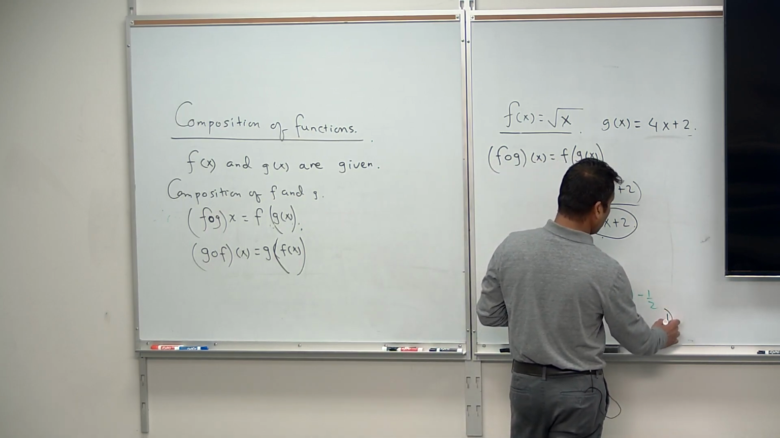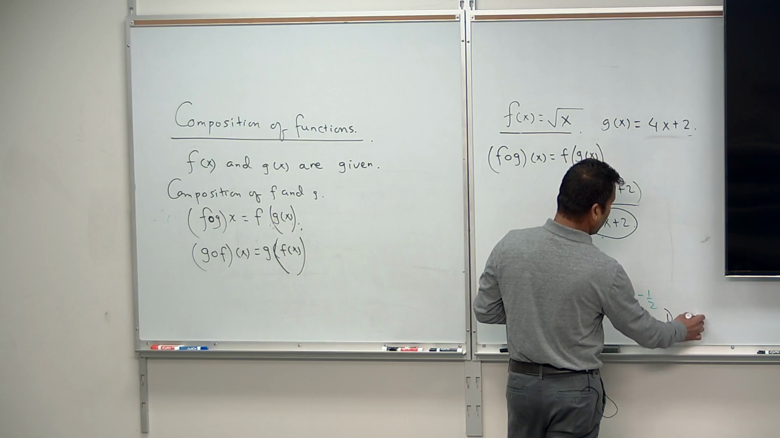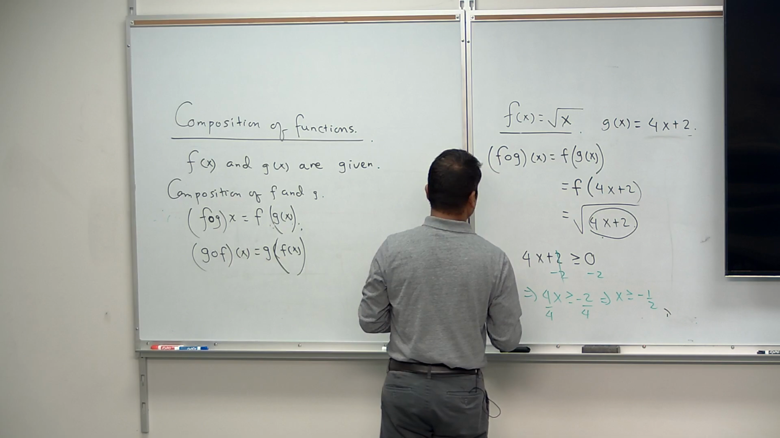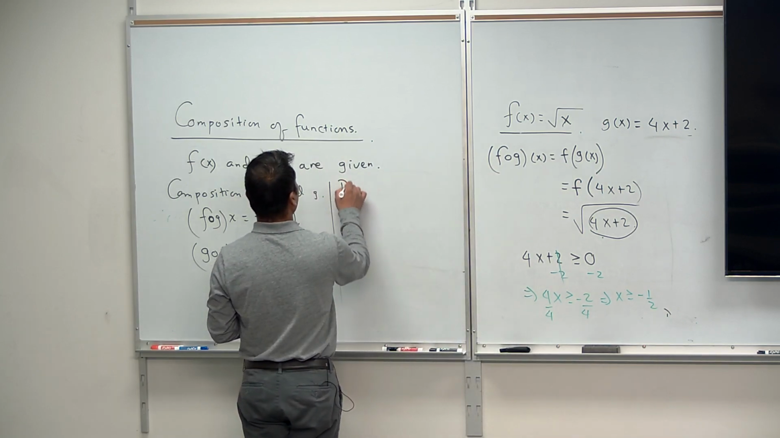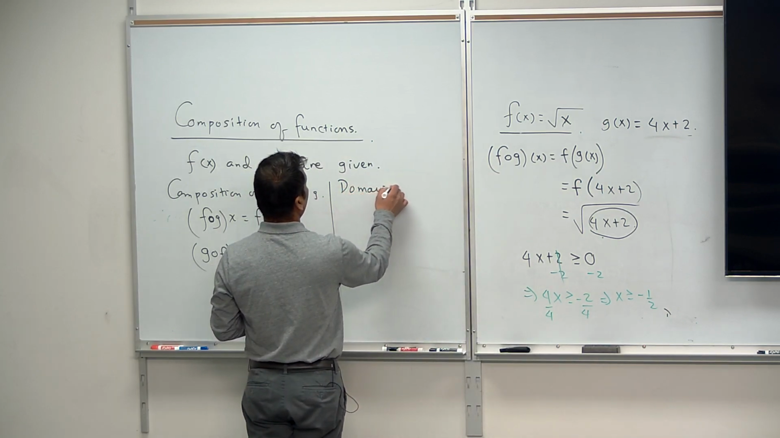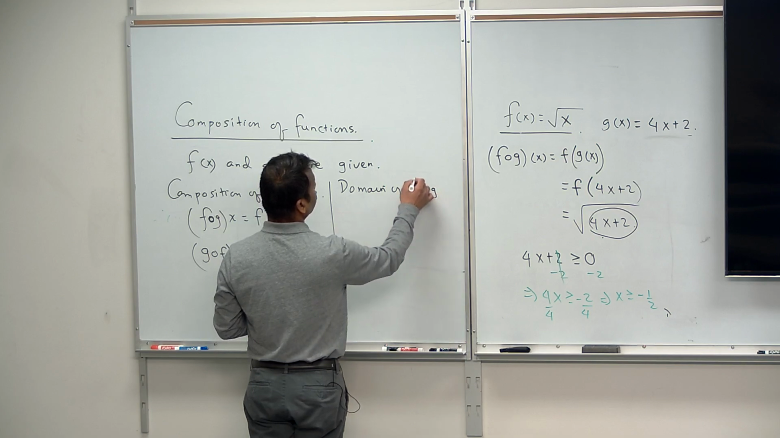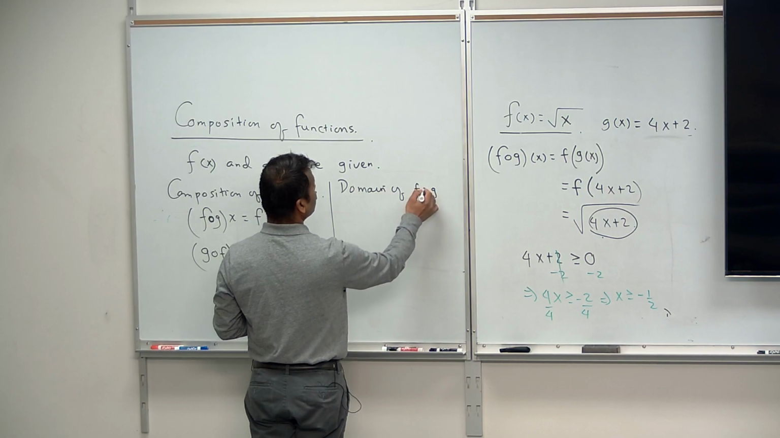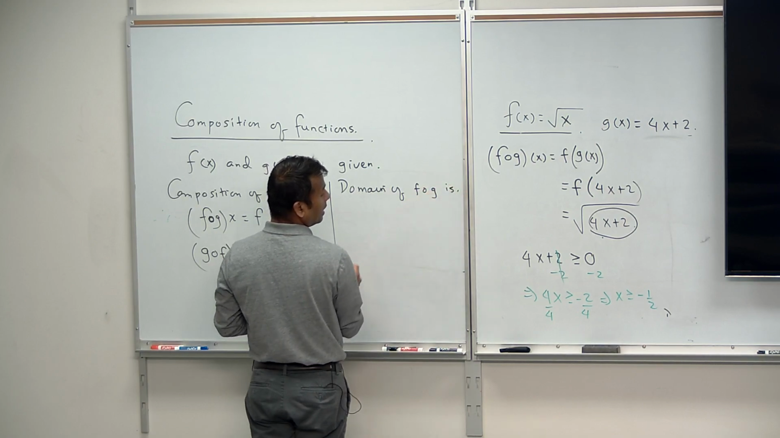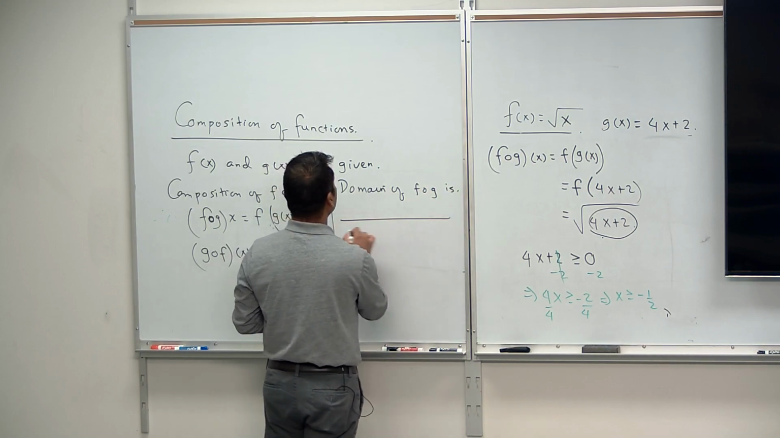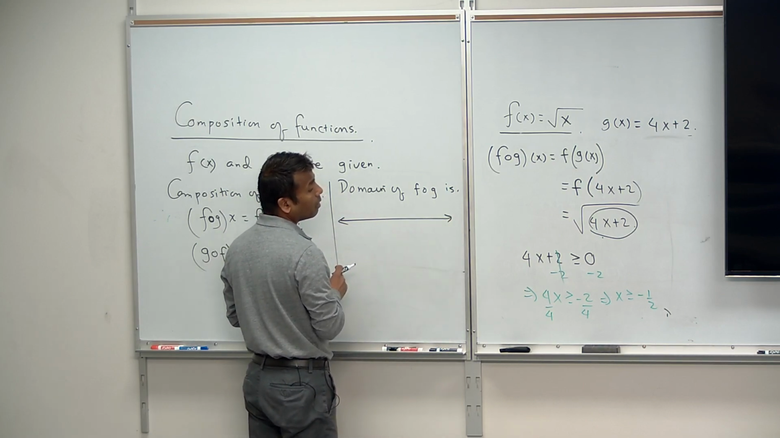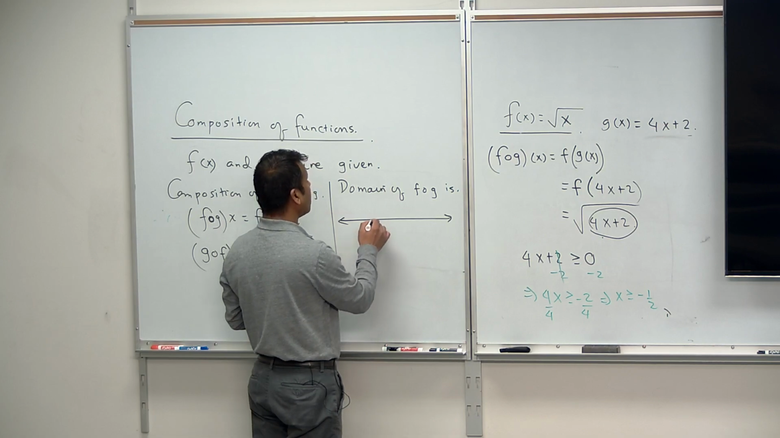So the domain of f plus g, right? So let me write down here. So the domain of f plus g, not f plus g, f of g, I'm sorry. F of g is, you see this is a number line. So you have a negative 1/2 somewhere here.